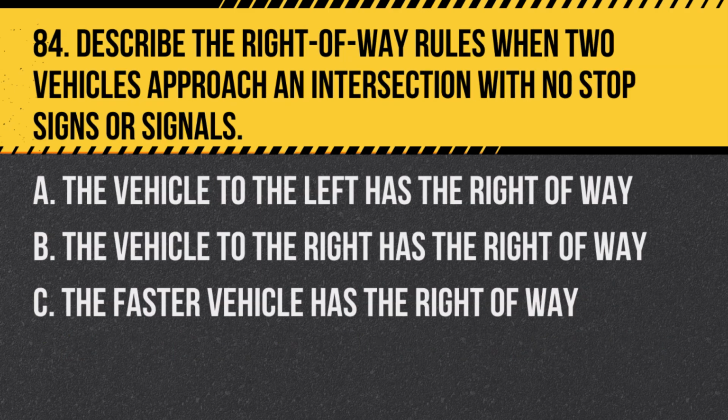Question 84. Describe the right-of-way rules when two vehicles approach an intersection with no stop signs or signals. A. The vehicle to the left has the right-of-way. B. The vehicle to the right has the right-of-way. C. The faster vehicle has the right-of-way. Answer: B. The vehicle to the right has the right-of-way. This is a common rule for uncontrolled intersections.